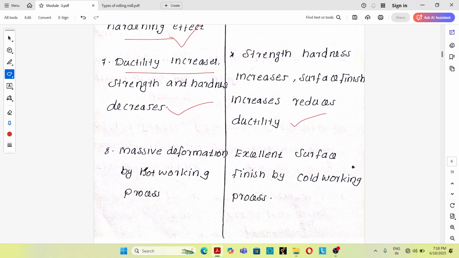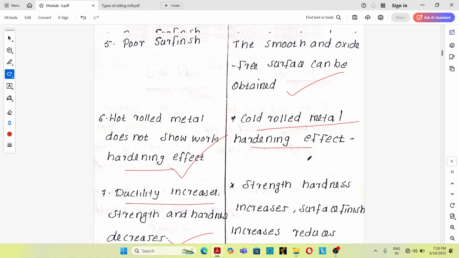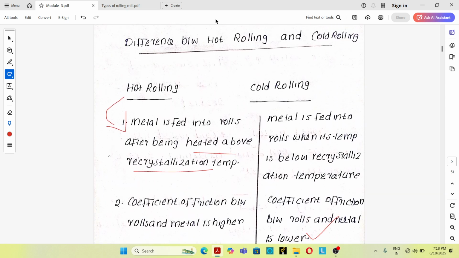In hot rolling, massive deformation will be possible. But in cold rolling, massive deformation is not possible, but an excellent surface finish will be obtained after the cold rolling process. So these are the differences between the hot rolling and cold rolling process. This is an important question. You have to write like this if in a university examination a question comes like compare hot rolling and cold rolling. Write it like this: hot rolling process and cold rolling process. Okay.